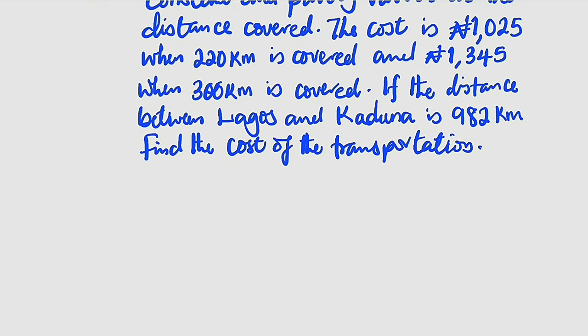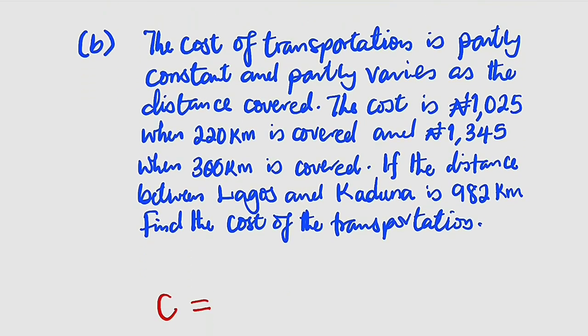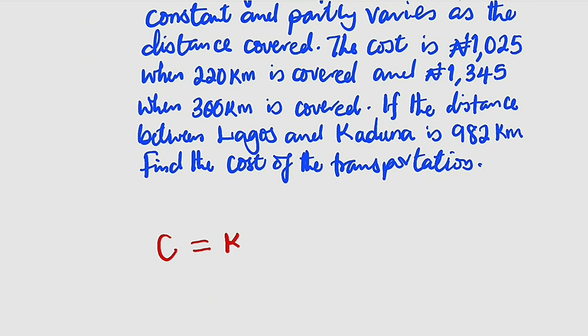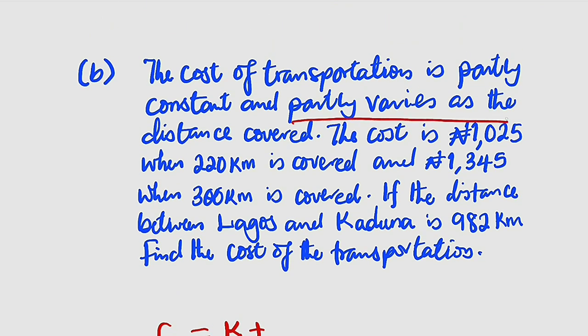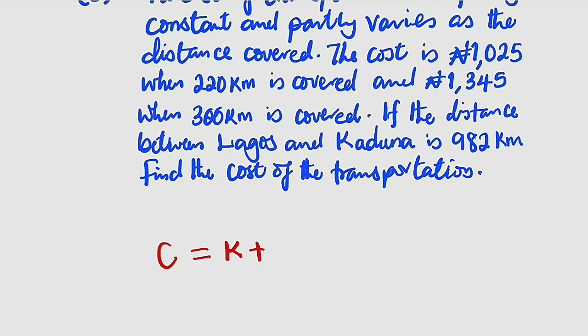All right, let me use C for the cost. It is what? Partly constant. So let me use that constant of proportionality to be K. And what? Partly varies as the distance covered. So let me use D for the distance. And you know we have to attach a constant multiple. So let me call that constant multiple maybe M. Then D, that is the distance. So this is the formula.